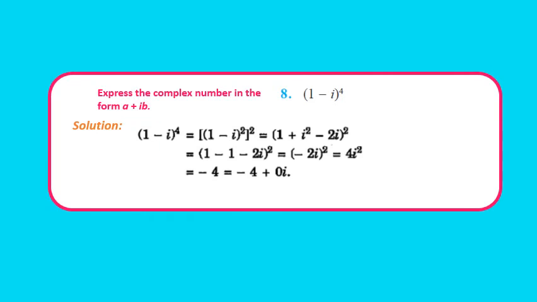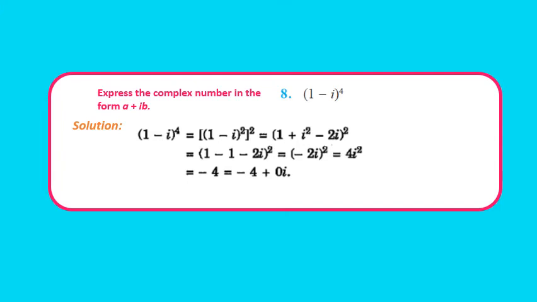Next we have question 8. Express the complex number in the form of a plus ib, and the number is (1 minus i) to the power 4. So (1 minus i)^4 can be written as ((1 minus i) whole square) whole square, which is equal to (1 plus i square minus 2i) whole square. We applied (a minus b) whole square. So we are left with 1 minus 1, because i square is minus 1. So 1 minus 1 minus 2i whole square, which will be equal to (minus 2i) whole square.